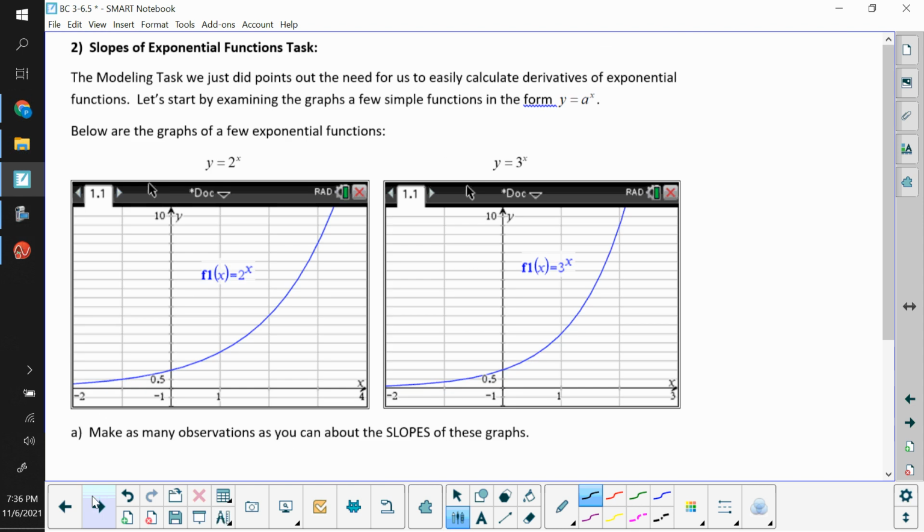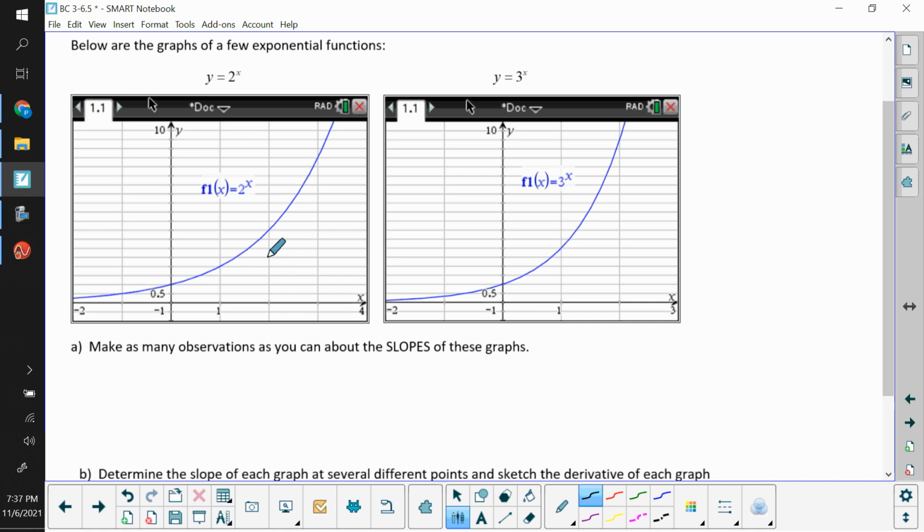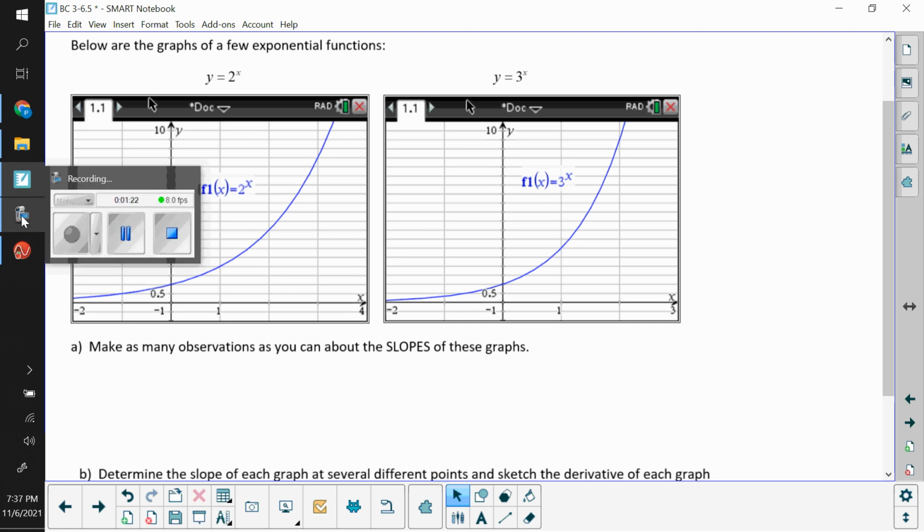we've got two different exponential functions here. We have some basic ones, y equals 2 to the x and y equals 3 to the x. And what we're going to do is start examining the derivatives a little bit about these. Well, derivative is slope of the tangent line. So let's think about some of the different things we notice about the slopes. We're going to pause the video for 1 minute and just have a discussion with someone nearby about what are some things you notice about the slopes in these two graphs.